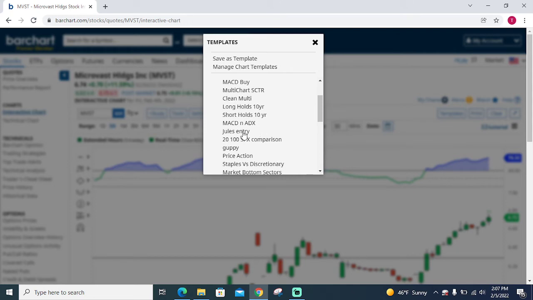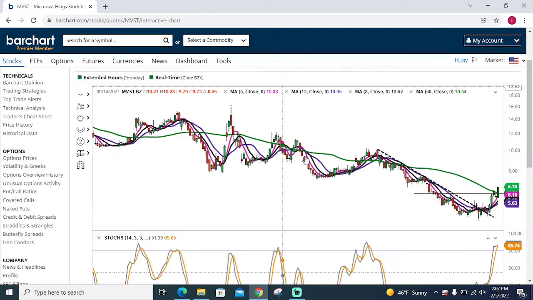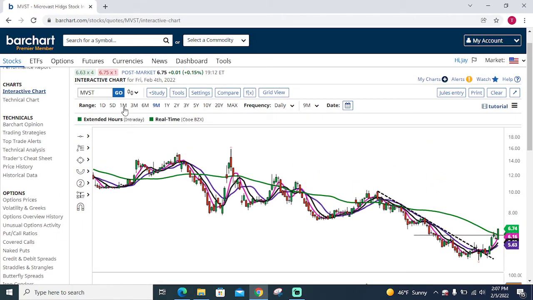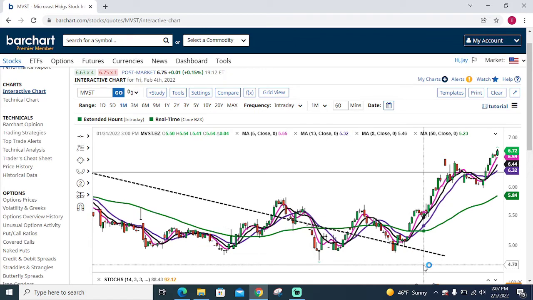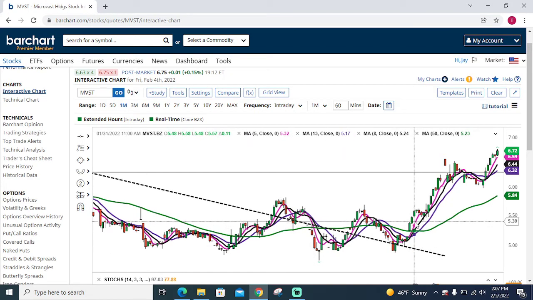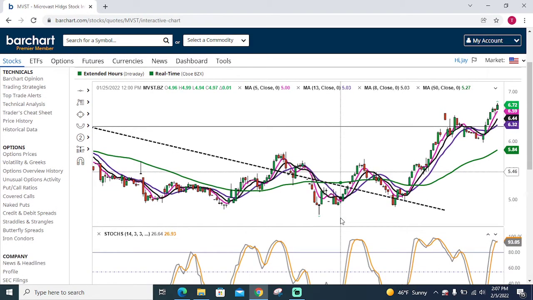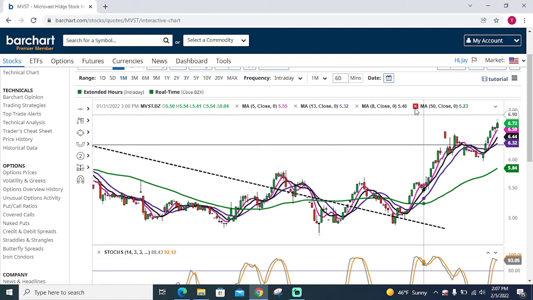I'm going to select your Jules entry. Jules is the guy that was a mentor of mine, and he uses this. It's common with day traders. I found out they use the 5 EMA, the 8 EMA, and the 13 EMA. I think these are actually simple moving averages right here, but we can definitely get the sense of it.